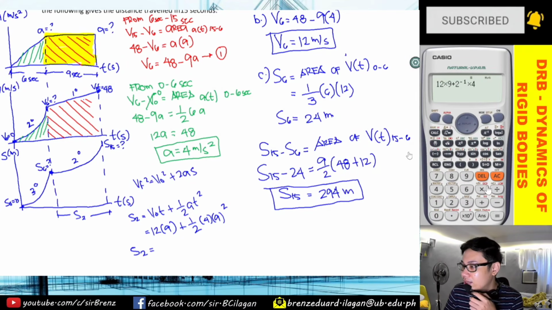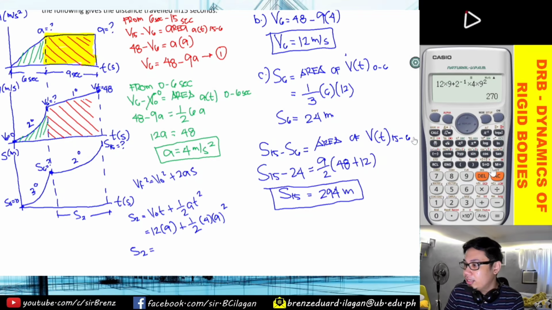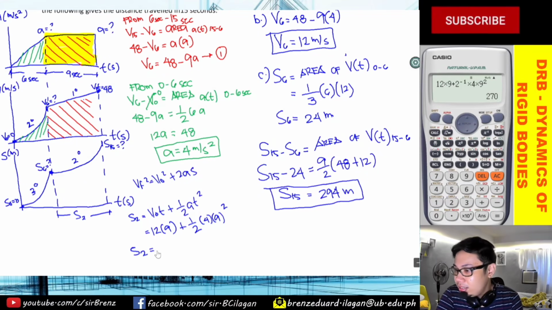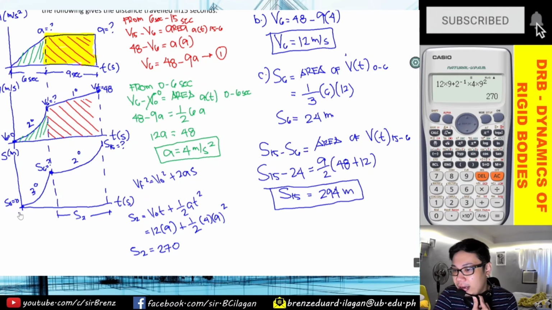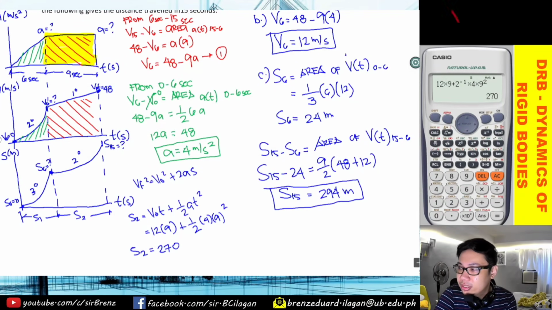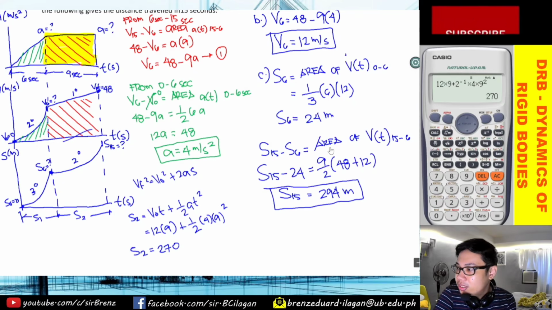Kung mapapansin mo, doon sa naunang part, I hope sinasabayan nyo akong pumindot doon para at least nakita. So, that is 270 meters. That is only for S2 pa lang ha. How about for S1? Paano natin siya makakompute? Ang gagawin mo dyan, yung area lang talaga nito. That's your only choice for that, which is nakita natin na 24.